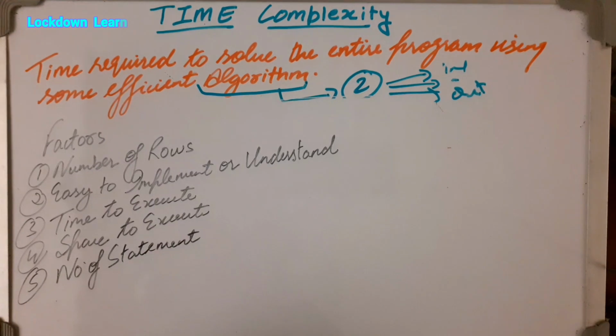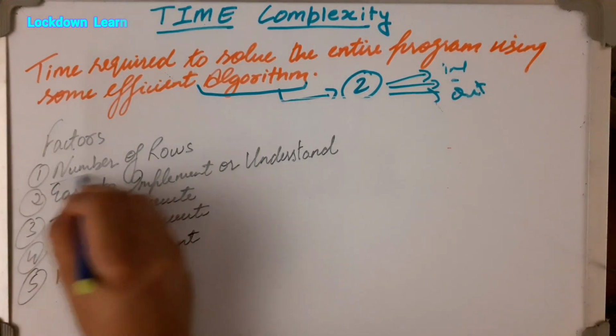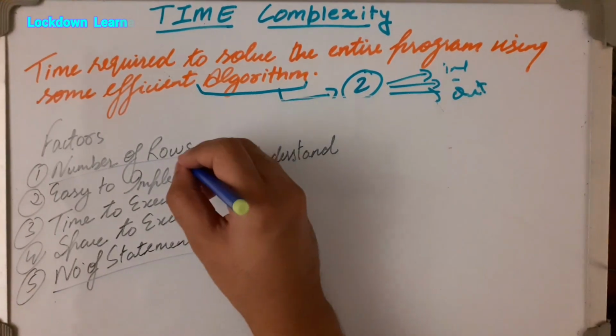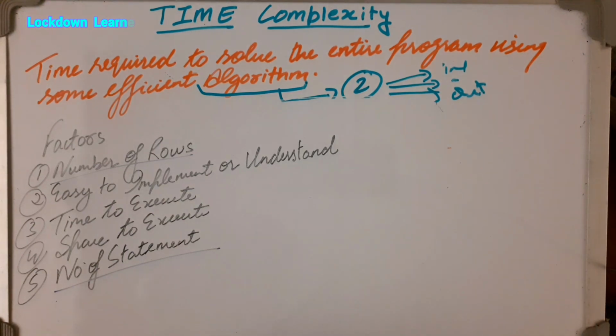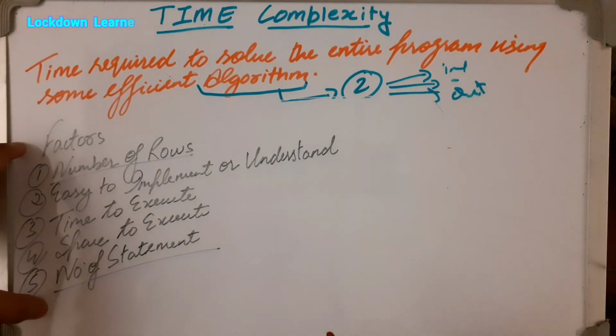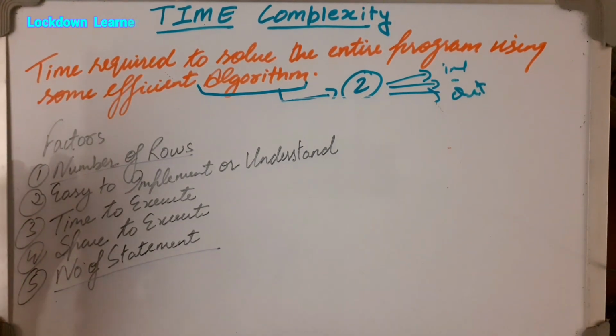Now some of you are wondering why number of rows and number of statements are not counted the same. They are different: number of statements is different and number of rows is different. We will explain further. Let me explain one thing. Do these factors depend on time complexity or not? Everyone thinks these factors do affect time complexity. So now we discuss further why they do not depend, and if they do depend, why.